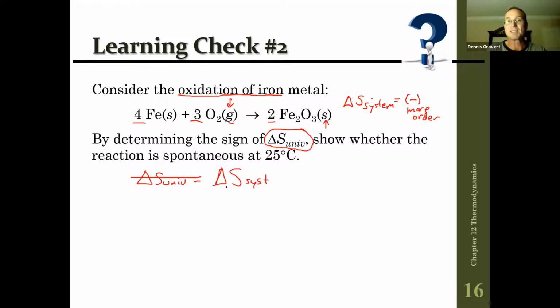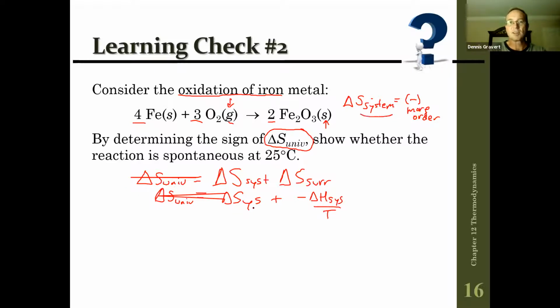Entropy of the universe is equal to entropy of the system plus the entropy of the surroundings. Entropy of the universe. Entropy of the system. Sorry about that, technology is glitching. Minus the enthalpy change of the system over the temperature. So we just decided the system is negative. And then this term, the surroundings, I apologize for this glitching.